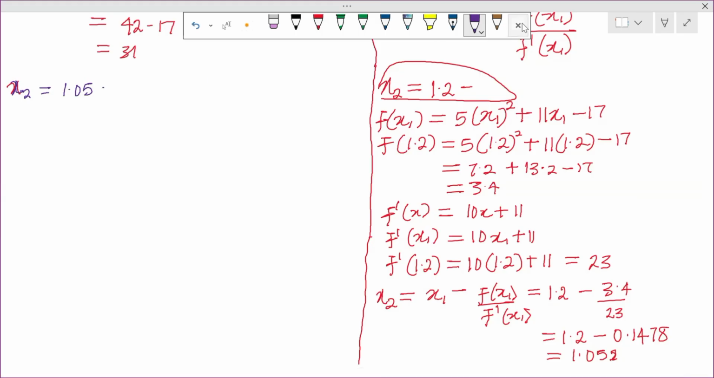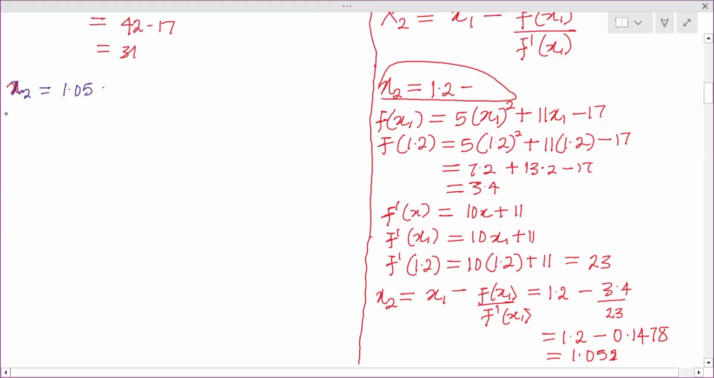I can decide to go further to find a better approximate value, which is x3. This time around, x3 will be equal to x2 minus f of x2 all over f prime of x2. Is that correct? Here, the same thing I have just done in the first one.